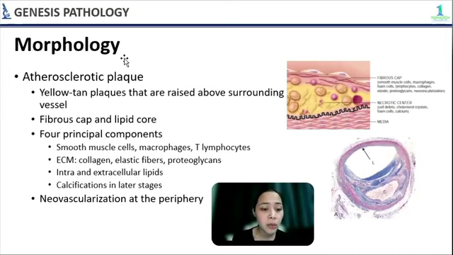But with progressive intimal thickening and lipid accumulation, your fatty streaks can become atherosclerotic plaques, okay? So they are yellow-tan and they are raised above the vessel wall. So dahil nga raised na sila, they can now cause obstruction to blood flow. Your atherosclerotic plaques have four principal components. So as seen here in the picture, there is a superficial fibrous cap here, letter F, which is composed of smooth muscle cells and collagen. It stains blue because of the collagen content.